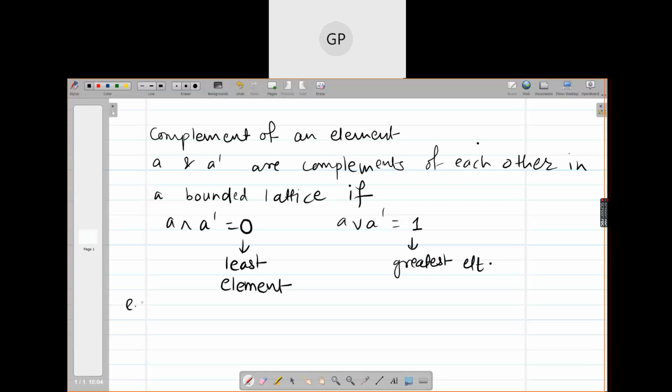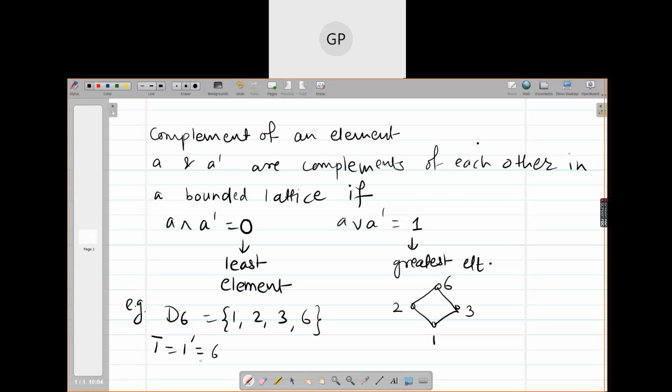Okay. So for example, if we consider D6, 1, 2, 3 and 6. This is your Hasse diagram of D6. So what is complement of 1? Either you write 1 bar or you can write 1 and single quote prime. Anyhow, you can denote the complement. So the complement of the least element is the greatest element. And complement of the greatest element is the least element.